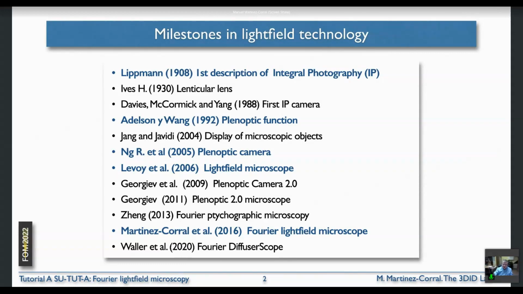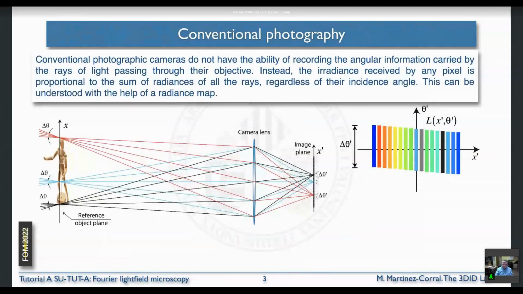There are many other milestones. Let me remark our own contribution to this field. About 5 years ago, we proposed for the first time the Fourier Lightfield microscopy technique, which is the one I'm trying to cover in the tutorial today. So to start, let me start from the very beginning. Let me start by analyzing how a conventional photography camera works.